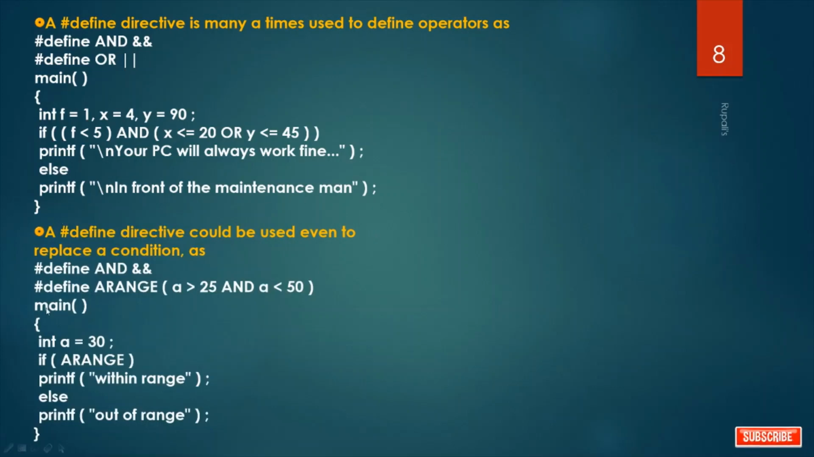A #define directive could be used even to replace a condition. See here, #define AND as logical AND, and #define ARANGE. Here we use this AND, and this AND will be replaced by logical AND. Then ARANGE will be replaced by a greater than 25 logical AND a less than 50.